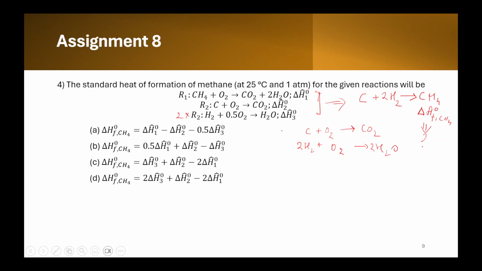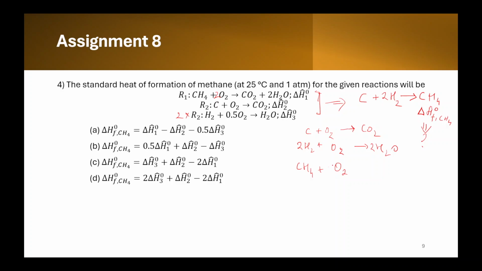And then this is the third reaction, CH4 plus, oh sorry, this will have 2O2. This should be a balanced reaction. Okay, so this is correct. So this will be 2O2.